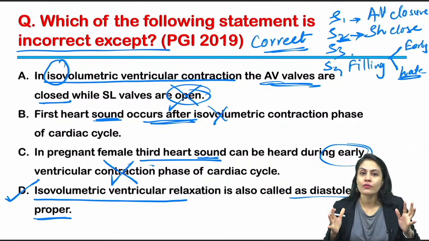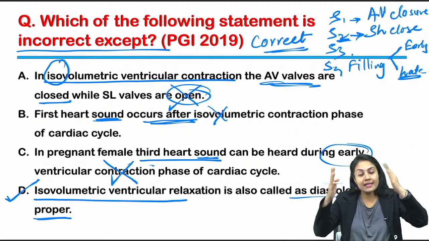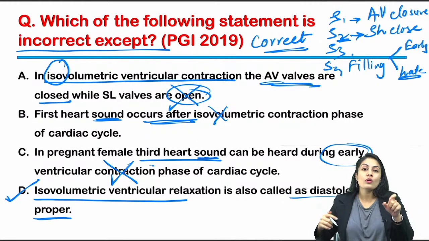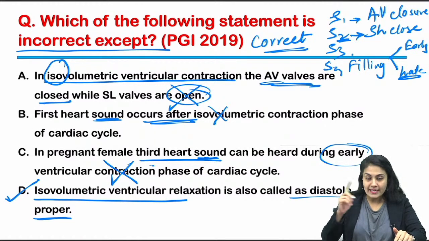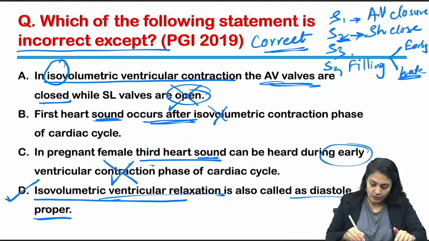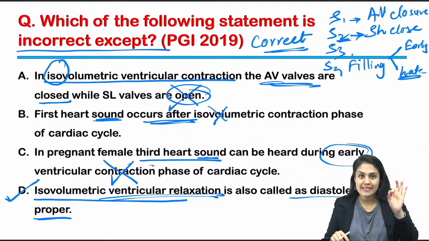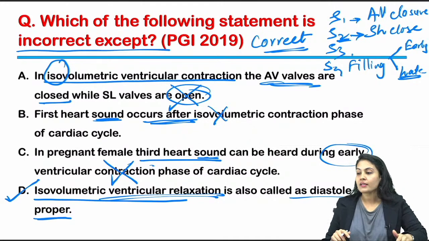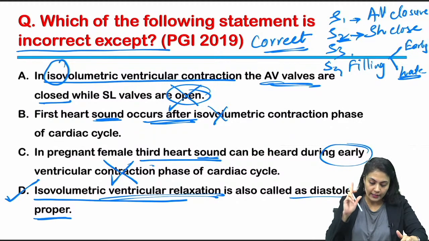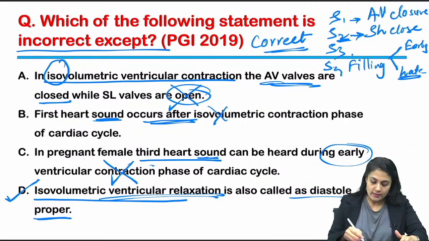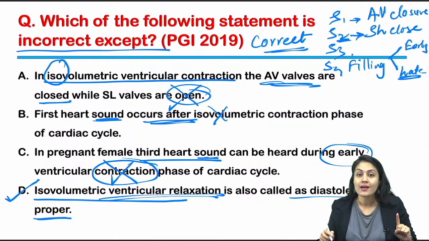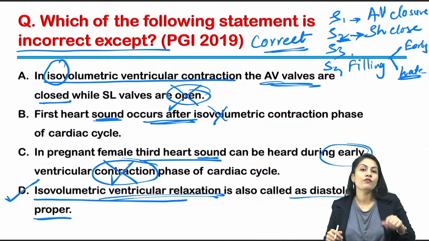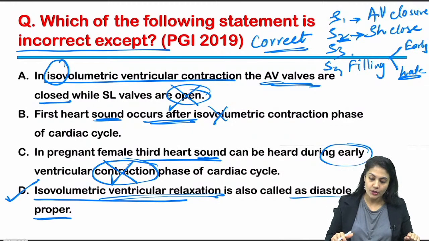When the ventricles start relaxing, but over here the diastole hasn't started, the SL valves are not closed, this is known as protodiastole. Okay, and when the SL valves are closed and then the ventricles start relaxing, that is known as diastole proper. IVR is known as diastole proper. Over here the correct answer is D, not C, since the S3 sound doesn't come in the contraction phase. It is during the filling phase of the ventricle and not during the contraction.